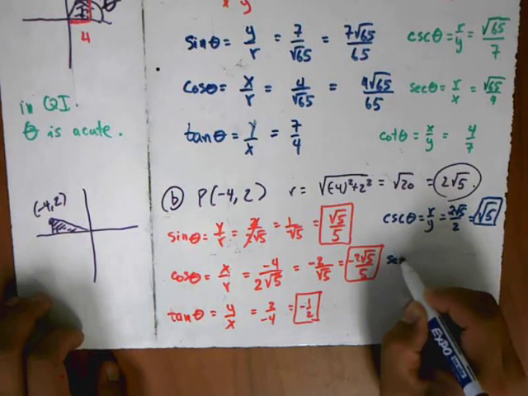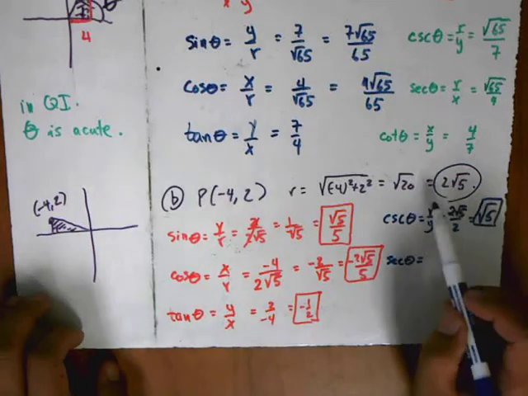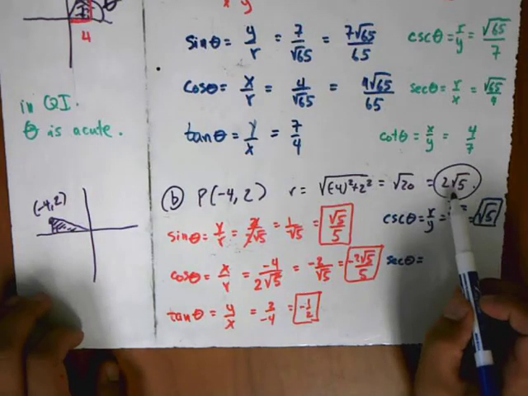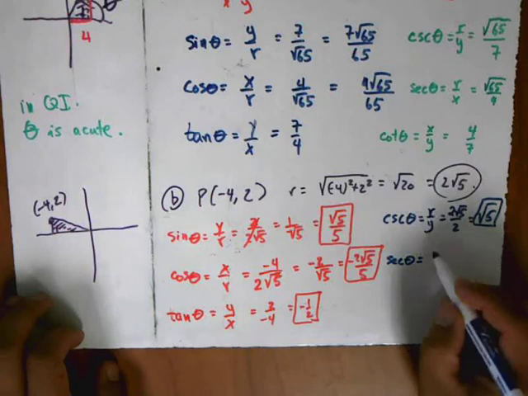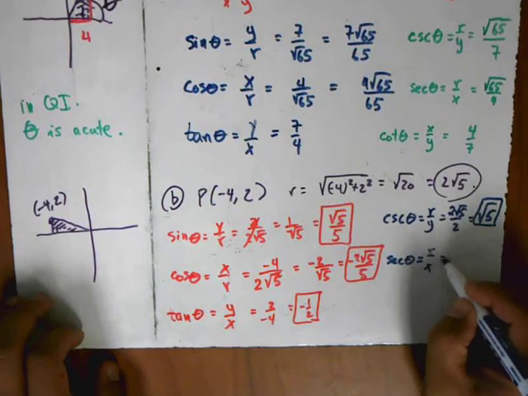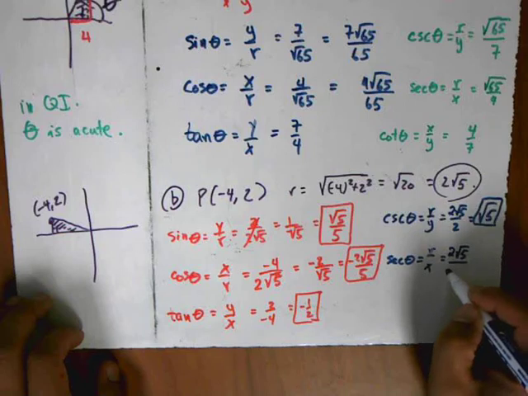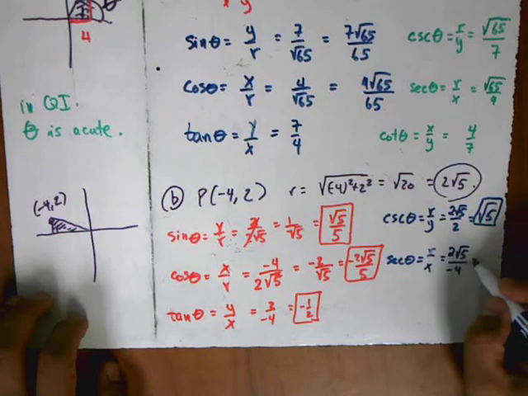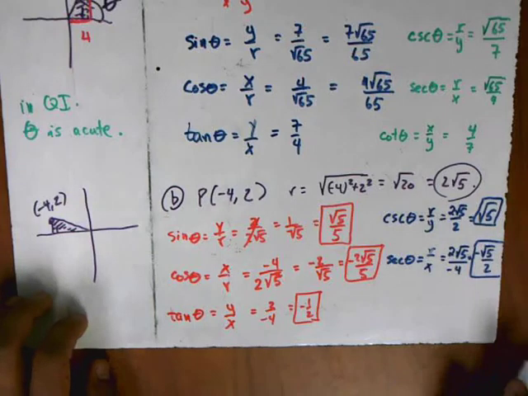I need secant of theta, which is r divided by x. R over x gives us 2 square root of 5 over negative 4, which then simplifies to square root of 5 over 2, negative square root of 5 over 2, I should say, because that's the correct answer.